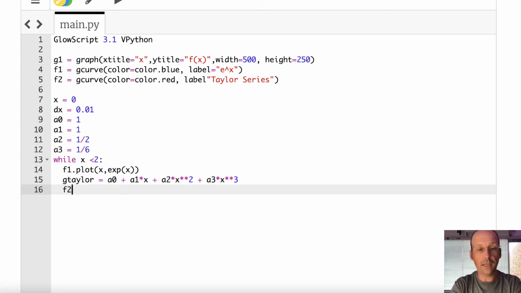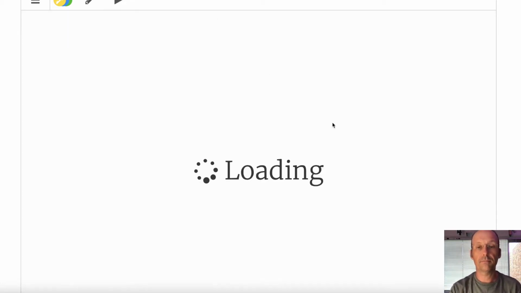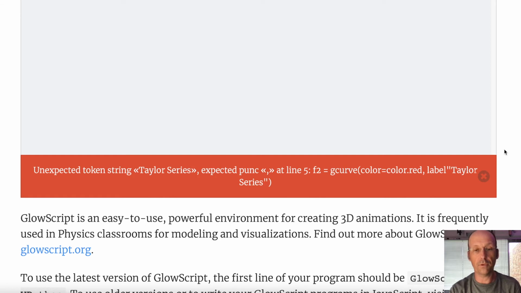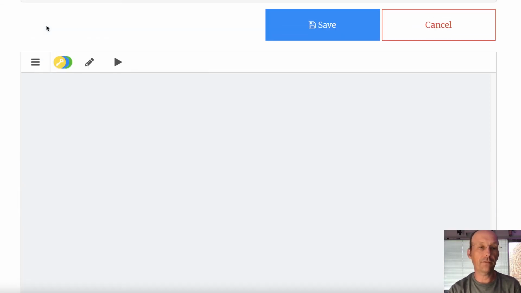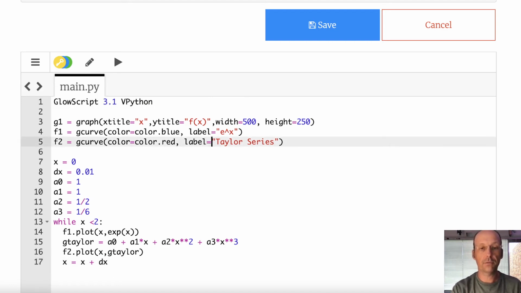And now let's plot that. f2 dot plot x, gTaylor. And then increase the value of x. x equals x plus dx. Okay, I have a feeling that this is wrong, but let's just do it anyway. See, I knew I did something wrong. Punctuation, line 5. That's not so bad. Oh, color.red, label equals.